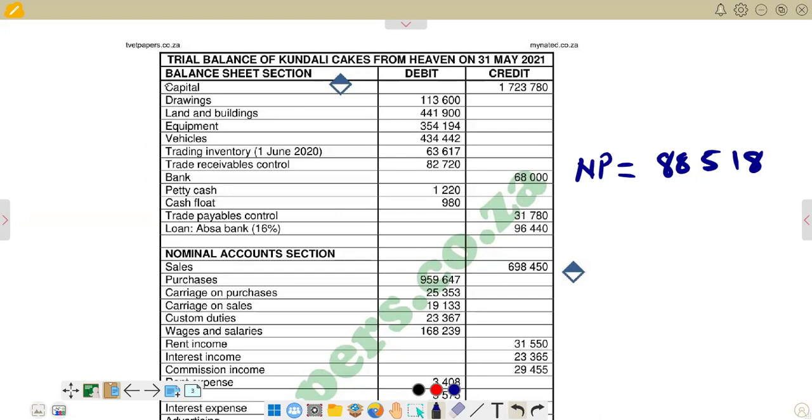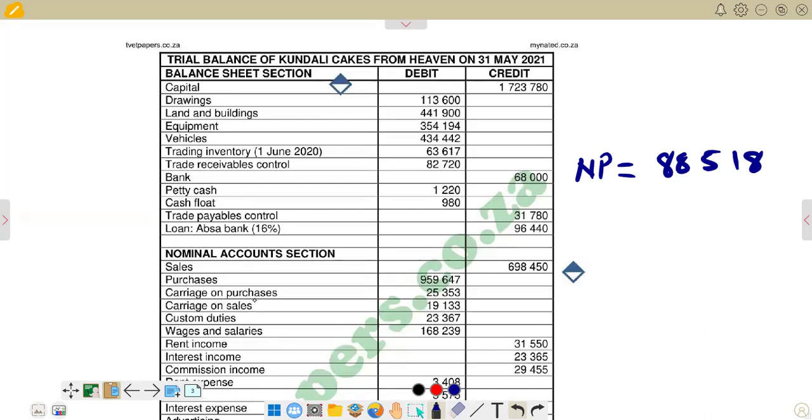Still working on the question paper of November 2023. On this question paper, we're going to continue from the last video on the preparation of a statement of profit or loss. But in this video, we are going to prepare the statement of changes in equity, and we are going to use the net profit figure that we found in the last video. The net profit figure is 88,518. So in the preparation of the statement of changes in equity, we are going to calculate the closing capital figure.